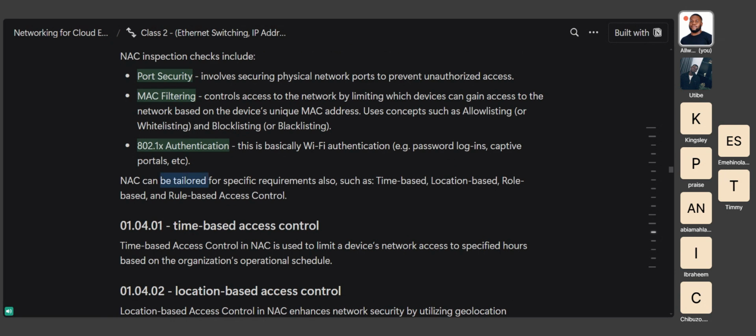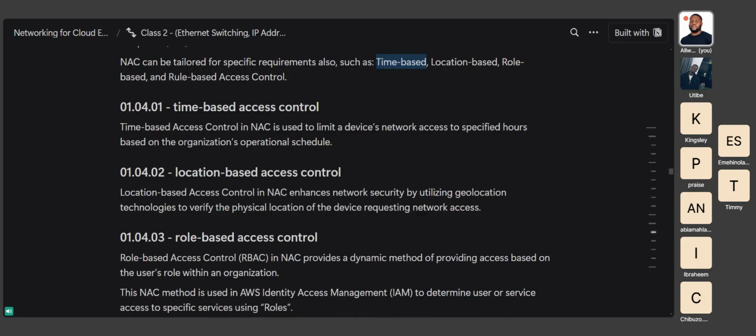Now NAC can be tailored for specific requirements also, such as time-based security, location-based security, role-based security, and rule-based access control. Now we're just going to learn a bit about what these things are. Time-based access control in NAC is used to limit a device's network access to specific hours based on the organization's operational schedule.